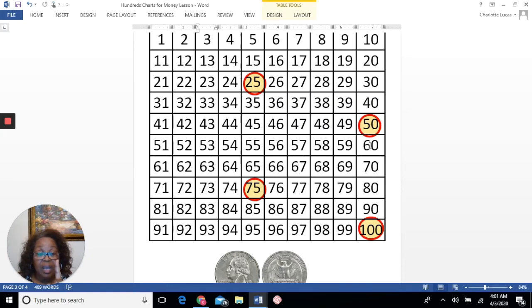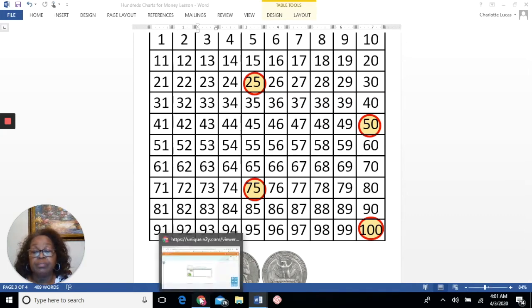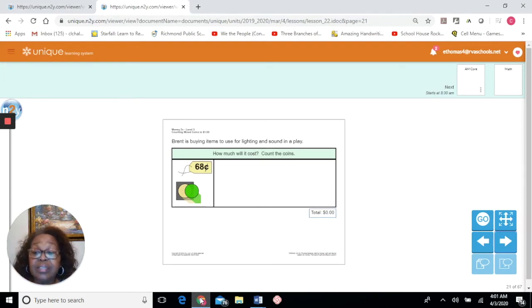1 cent at a time. The value of a penny is 1 cent. 60, 61, 62, 63. Let's solve our problem. Ooh, it's 68 cents. Miss Lucas made a mistake. Go back, Miss Lucas. Let's get this correct.